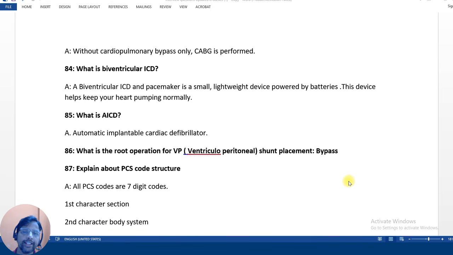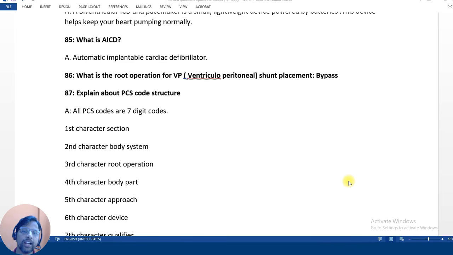What is a biventricular ICD? A biventricular ICD and pacemaker is a small lightweight device powered by batteries. This device helps keep your heart pumping normally. What is AICD? Automatic implantable cardiac defibrillator. What is the root operation for VP, ventricular peritoneal shunt placement? Bypass.